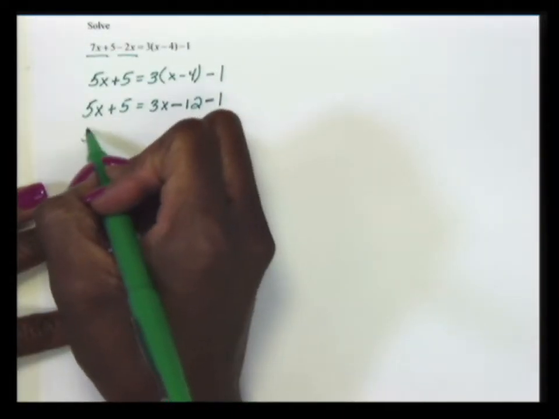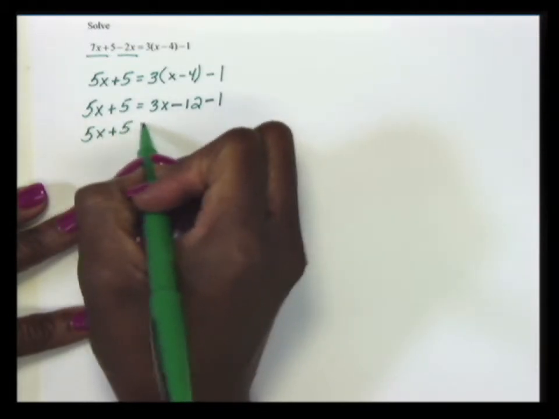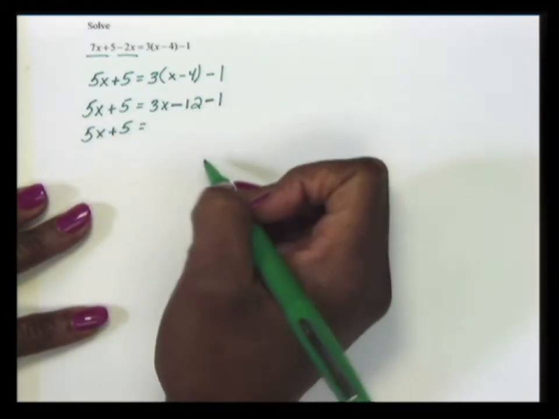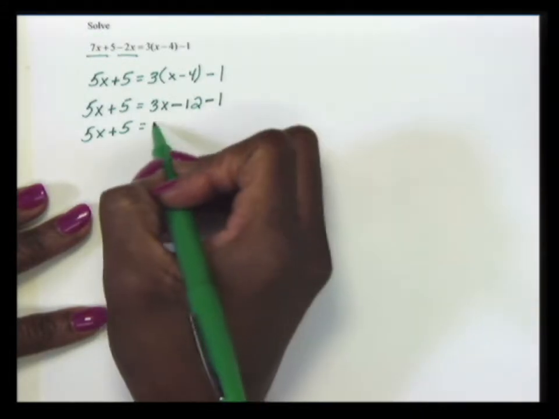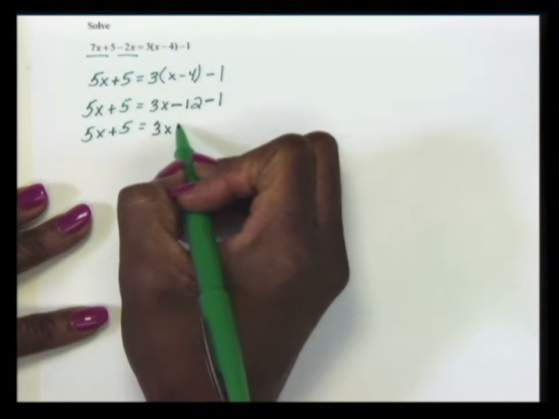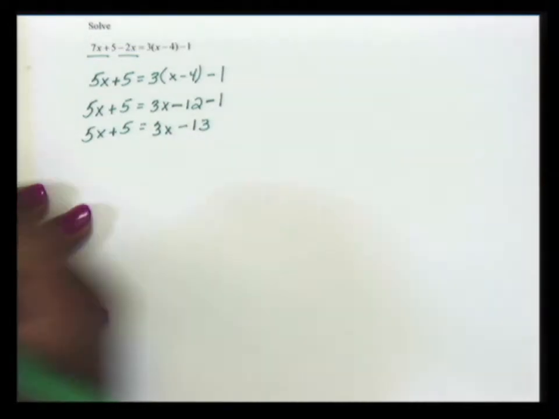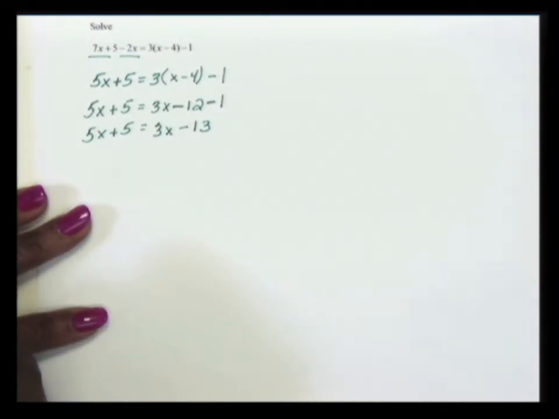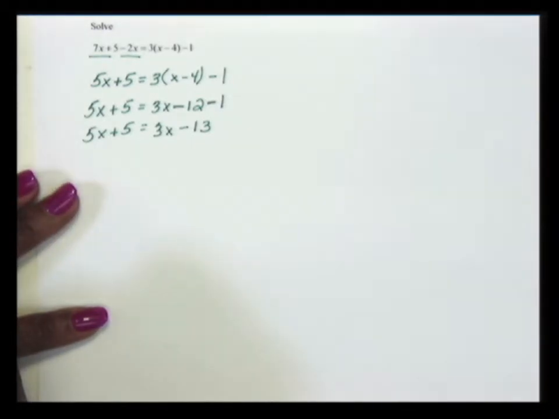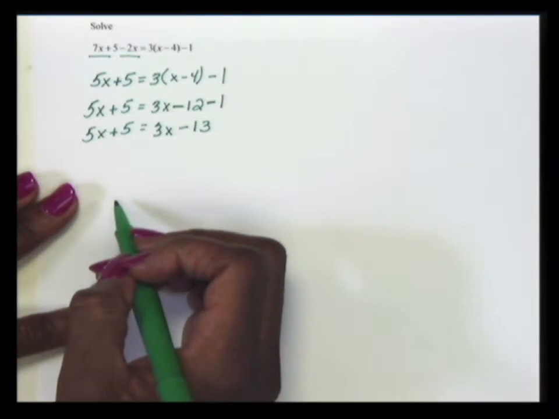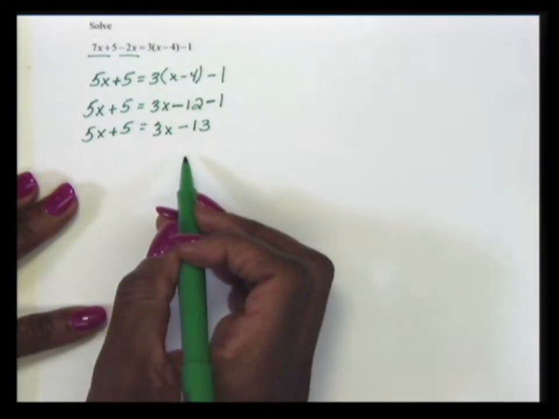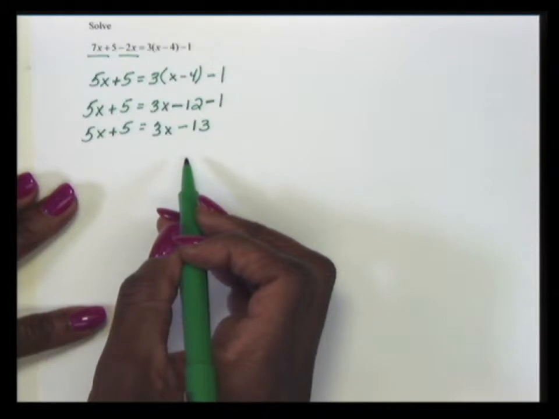So now on the right side, we have 3x minus 12 minus 1. We will combine the minus 12 and the minus 1 to be a minus 13. Now on the left, we have a variable and a constant. On the right, we also have another variable and a constant. Our next goal is to put all variables on one side of the equation, all constant terms on the opposite side of the equal sign.